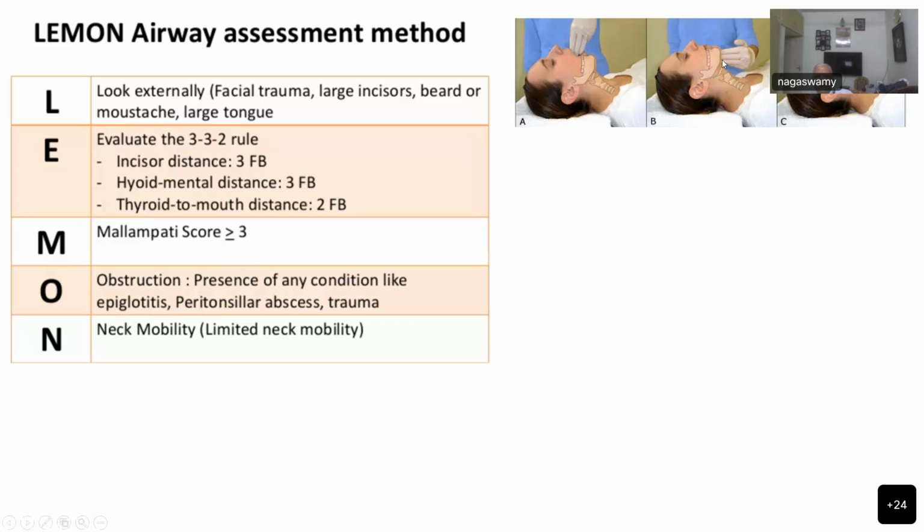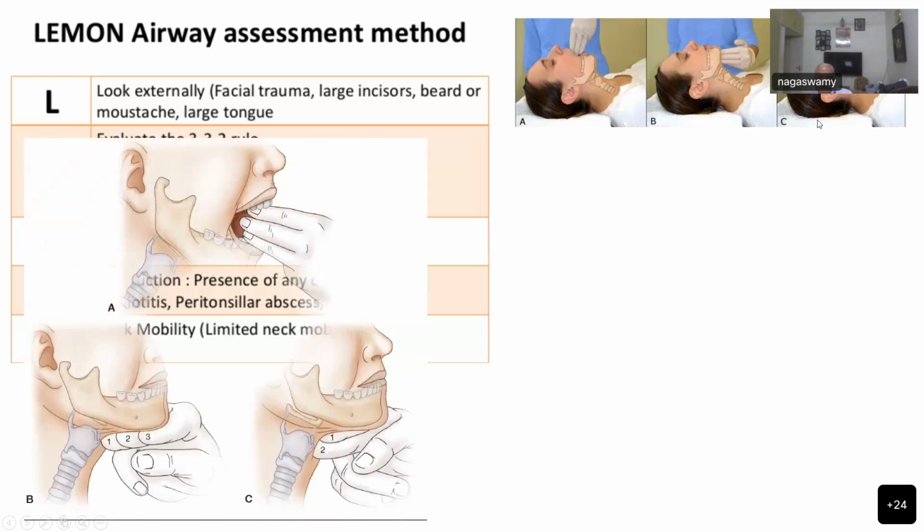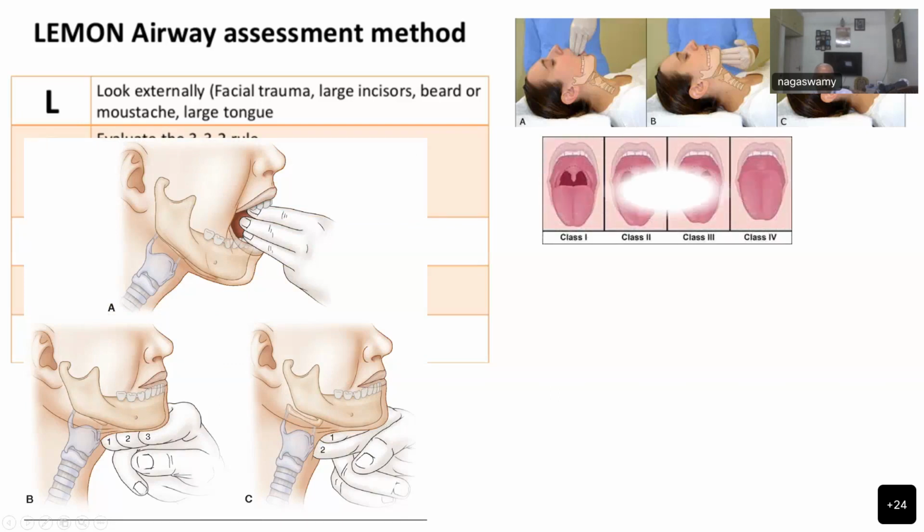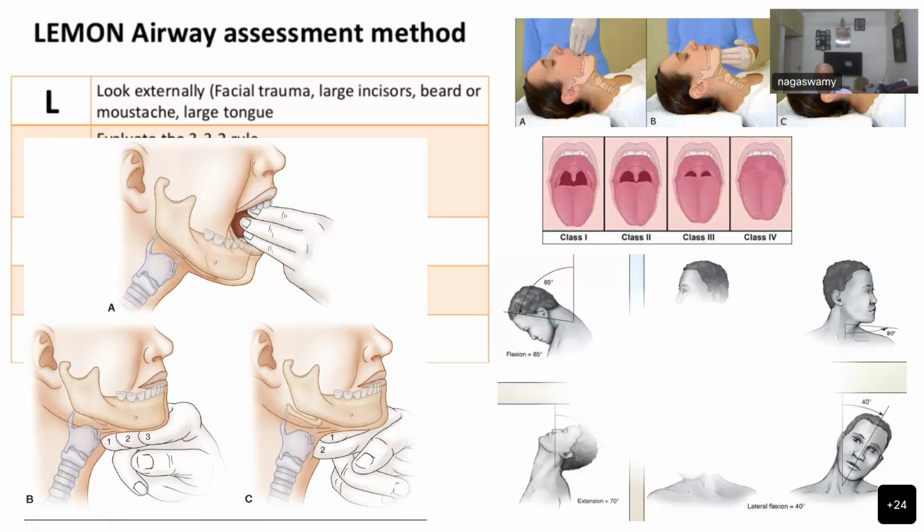Similarly, the hyomental distance and thyromental distance are all measured like this with the fingers vertically down, and this is a closer picture of how you do the mouth opening testing and how you do the other two methods of mentohyoid and mentothyroid distance. And this is the Mallampati classification, all of you know.